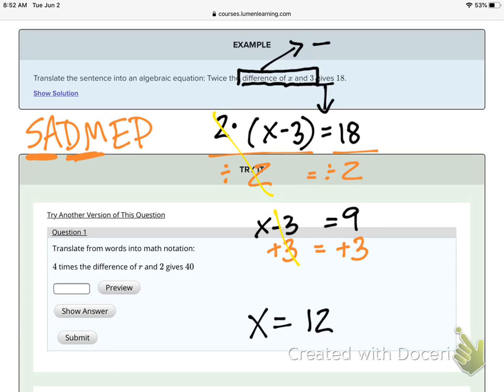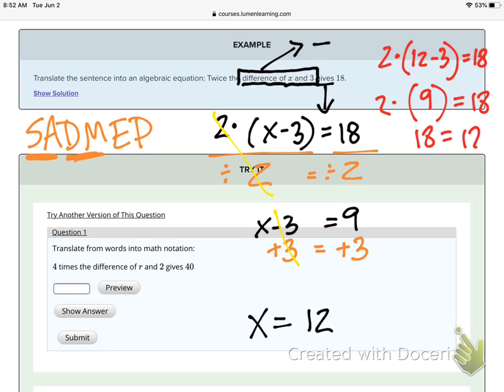And now let's say I want to go check, right? I want to check my work. I want to make sure, Ms. Diaz, I make mistakes. I want to make sure. So I'm going to put 2 times, and then I've got 12 minus 3 equals 18. We follow PEMDAS here. When there's no variable, you follow PEMDAS. When there is a variable and you're trying to isolate the variable, we're doing the opposite. So we're doing SADMAP. So here, 12 minus 3 is 9. Times 2 is 18. 18 equals 18. Woo! We got it right, you guys.